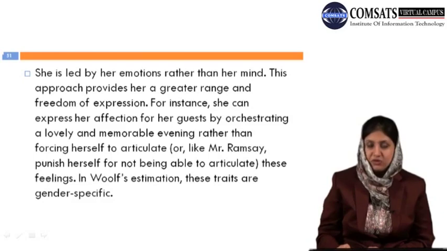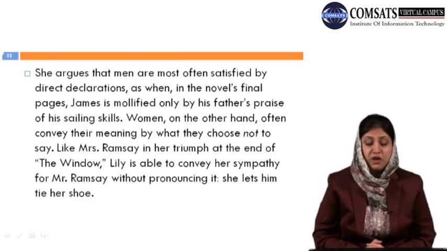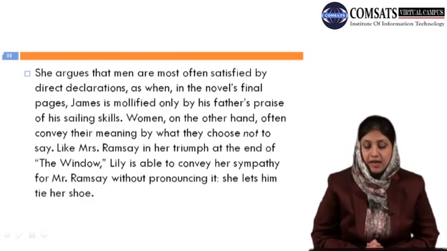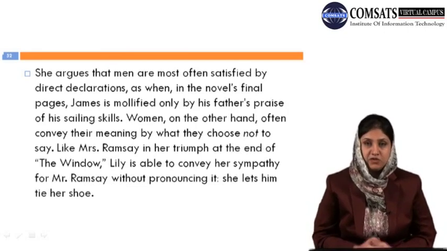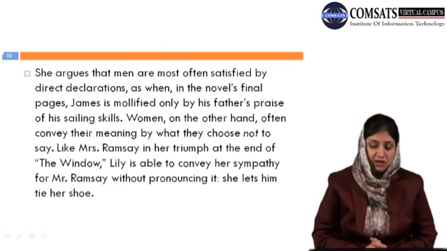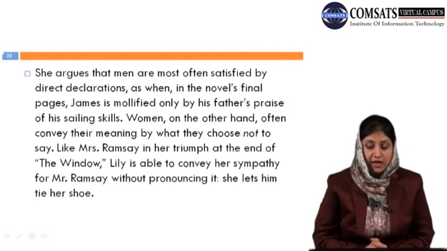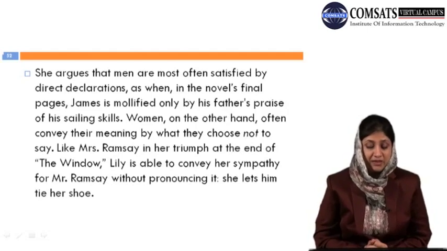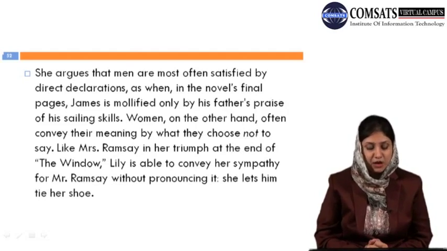gender specific. So beautifully put. She argues that men are most often satisfied by direct declarations, as when in the novel's final pages James is mollified only by his father's praise of his sailing skills. So how gender's attributes are separated and conveyed. Women, on the other hand, often convey their meaning by what they choose not to say. Like Mrs. Ramsay in her triumph at the end of The Window, Lily is able to convey her sympathy for Mr. Ramsay without pronouncing it. She lets him tie her shoes.